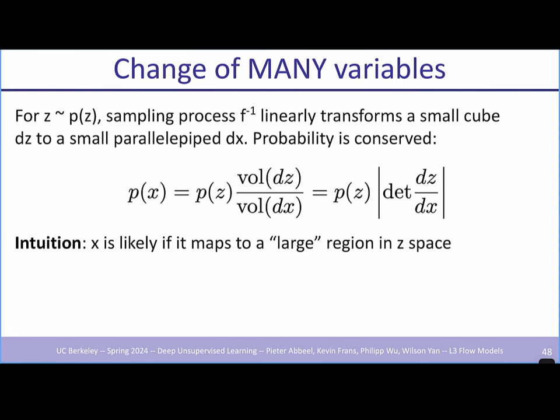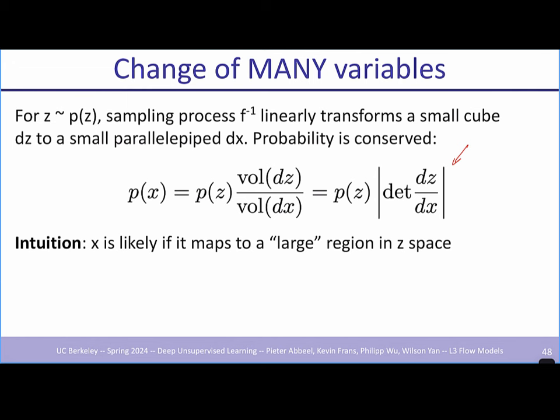Just like we have to preserve the probability mass for each interval going from X to Z for 1D, we now need to preserve the probability mass for each volume around a certain X, see where that volume maps to in Z space, and make sure the same amount of probability mass lives in that volume. And to compensate for that, there's this compensation term now: the determinant of the Jacobian matrix dz/dx. If it's 1D, this matrix is just a 1x1 matrix, dz/dx. That's it. It's the same thing.